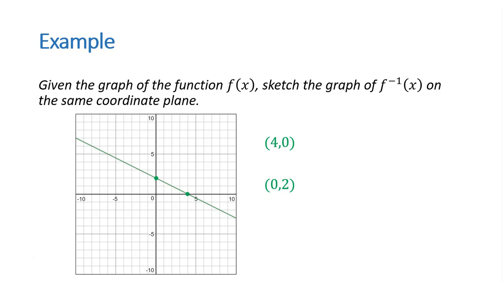So on the inverse, the point (4, 0) becomes the point (0, 4). The 4 and the 0 switch places. So the x becomes a y, the y becomes an x. And then (0, 2) is going to become (2, 0).